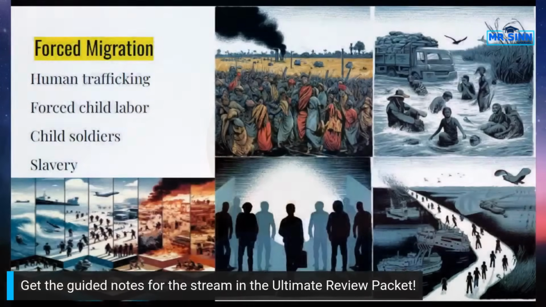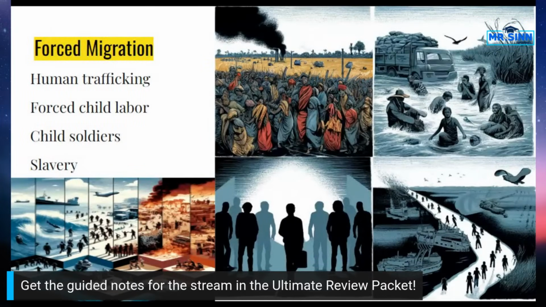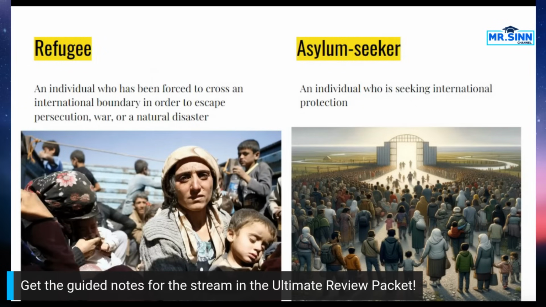All right, up next, we have forced migration, a bunch of different types of forced migration: human trafficking, forced child labor, child soldiers, slavery. All of these are in the CED. One of the things I want to highlight, though, to make sure you don't mix up, is a refugee and an asylum seeker. Now, these are examples of forced migration.